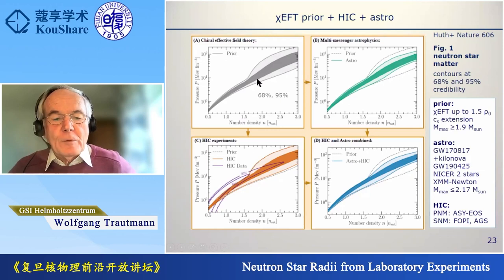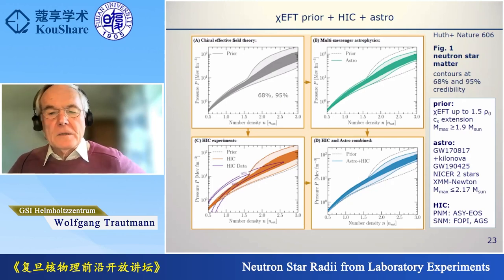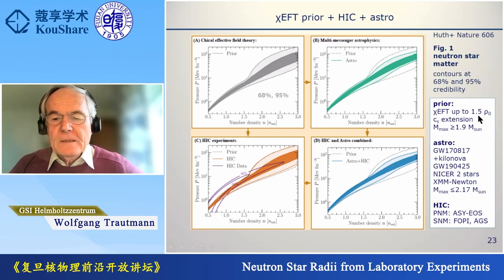Alternatively, you may go from a prior to using the heavy ion information going this way or going that way, because at the end we have the product of all these probabilities. The prior is listed again: it uses chiral effective field theory up to 1.5 saturation density, the speed of sound extension, and additionally this lower limit of the maximum mass. Then astro, I have already mentioned the various pieces of information. It makes complete use of all the information we have, including from heavy ion collisions for pure neutron matter from the ASY-EOS experiment and for symmetric nuclear matter from FOPI and AGS data.